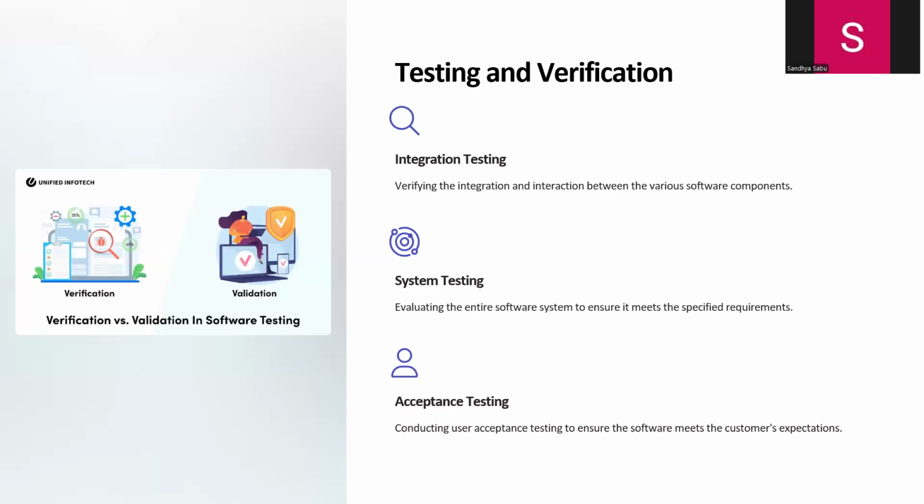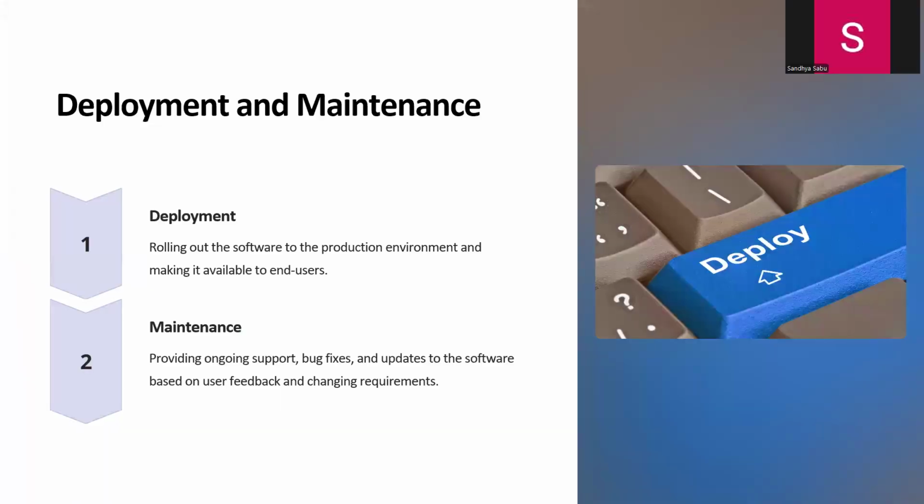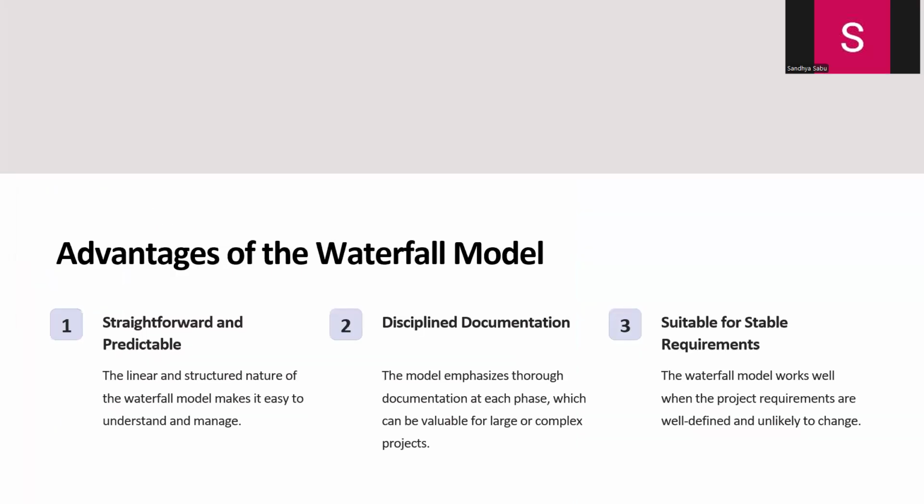Next one is system testing, evaluating the entire software system to ensure that it meets the specified requirements. Next one is acceptance testing. Acceptance testing is done at the customer's end to ensure whether the software given by the developer meets the requirements of the customer. Next stage is deployment. Once the software has been tested and approved, it is deployed to the production environment. It will check whether it is compatible for the end users to use this software.